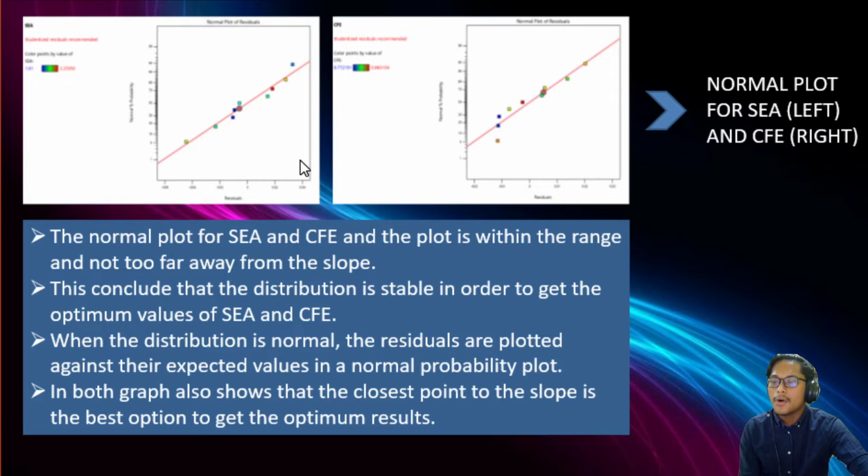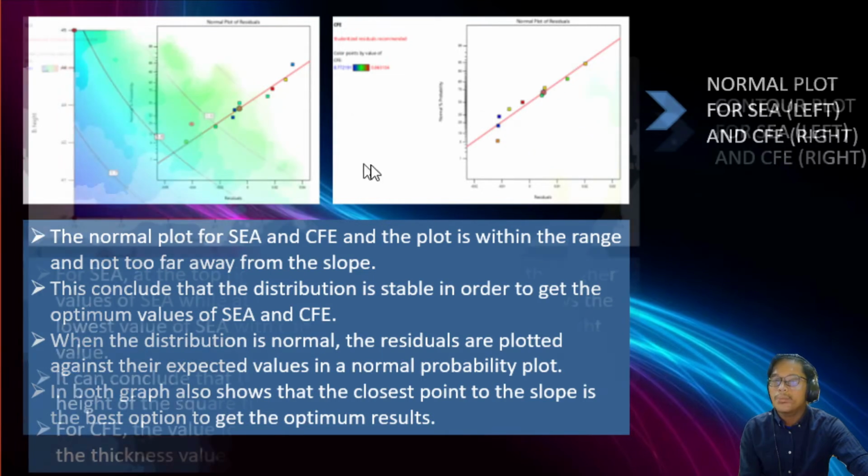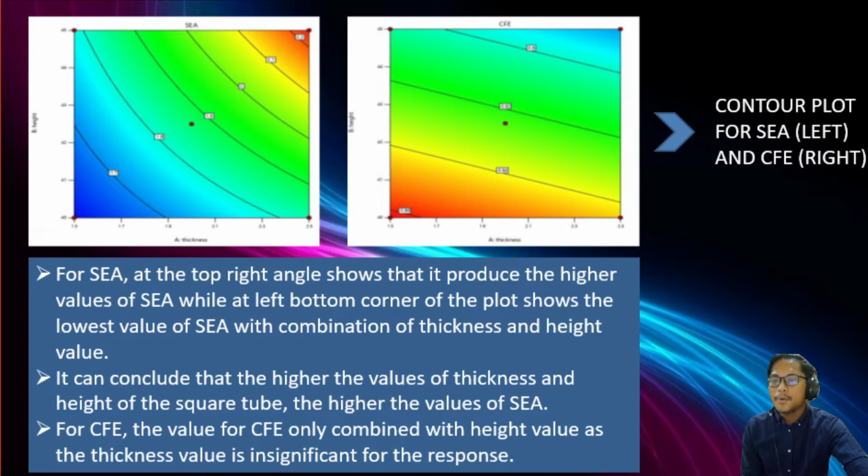In both graphs also shows that the closest point to the slope is the best option to get the optimum result. This is the contour plot for SEA, left, and CFE, right. For SEA, at the top right angle it shows that it produced the higher values of SEA, while at the left bottom of the corner, the plot shows the lowest value of SEA with the combination of thickness and height value.